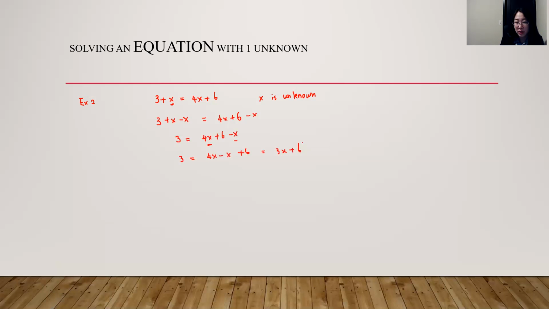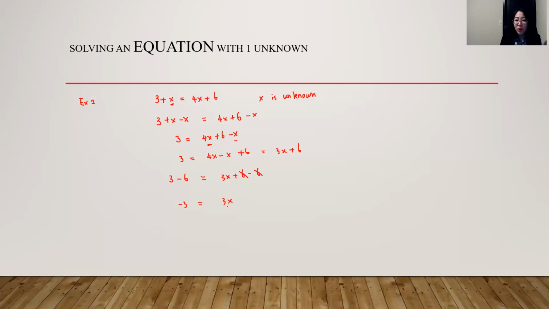Then we try to get rid of this 6 on the right-hand side of this equation. By subtracting 6 from both sides of the equation, we can reach our goal, right? So 3 minus 6 equals 3x plus 6 minus 6. Again, 6 minus 6 equals 0. We get rid of 6 from the right-hand side of the equation. The left-hand side of the equation now is -3 and the right-hand side of the equation is 3x.